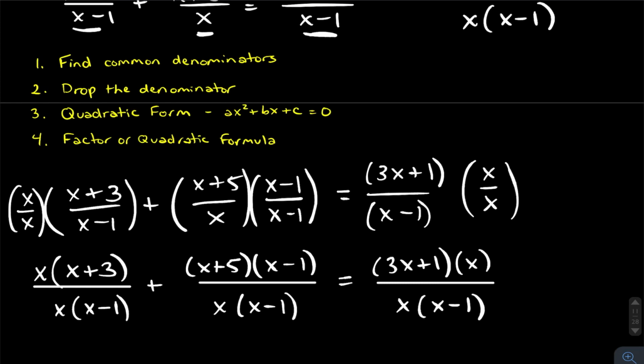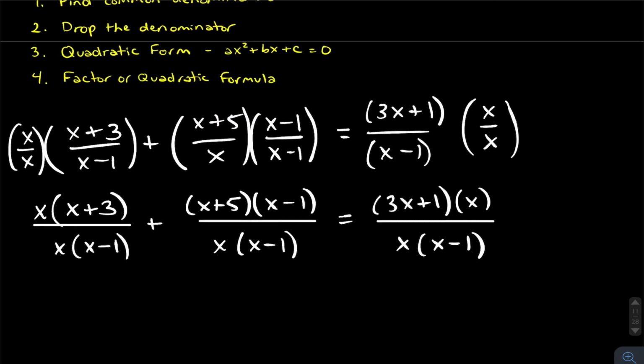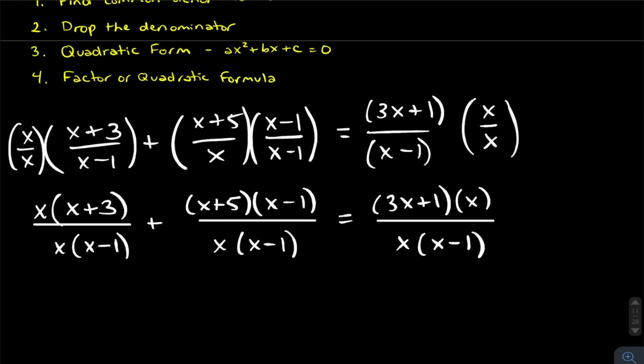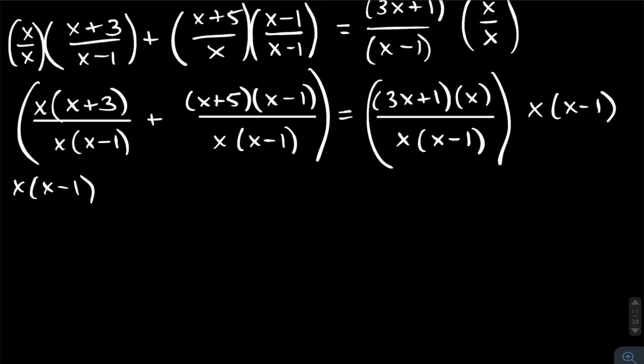So now that we have this, we can do step 2. We can drop the denominator. Here's why: the denominator really isn't doing anything for us anymore, right? If the denominator is equal all throughout, we can just multiply it away. What I mean is we can multiply each side by x times (x minus 1). If we distribute this one out, it'll just cancel off the denominators. And if we multiply this here, it'll cancel off that denominator. And when you cancel out those denominators, all you're left with is those numerators, right?